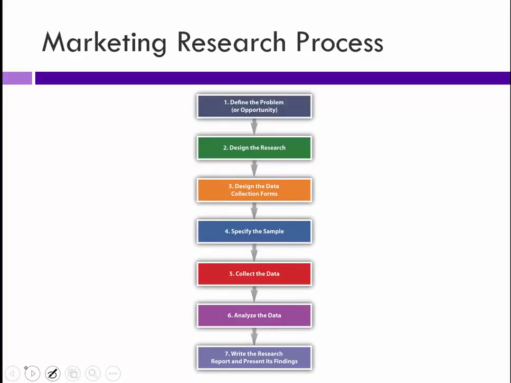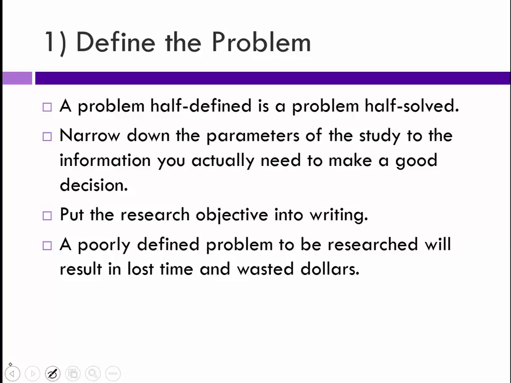So again, we've moved from marketing intelligence to marketing research, and we're going to talk about each of these 7 steps, and you'll see I will actually add number 8 to this process. But let's talk about each one of these. The first one is to define the problem, which sounds easy, but this is actually the hardest part. For one thing, you want to make sure you're defining the problem and not the symptoms.